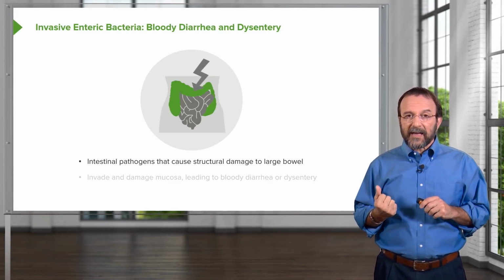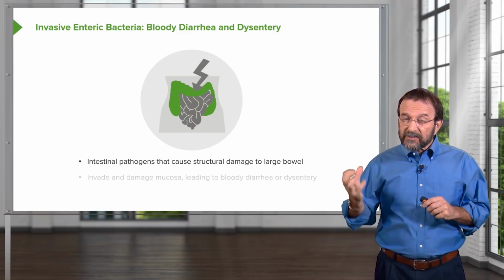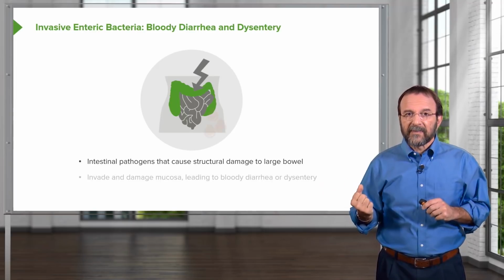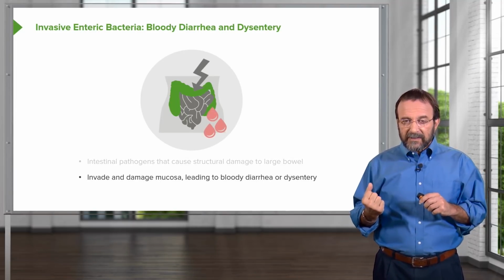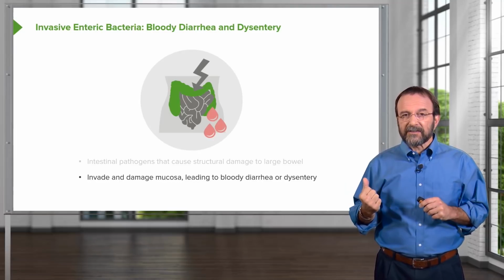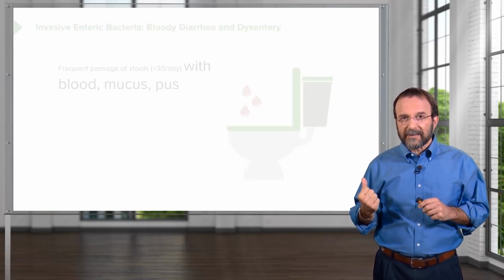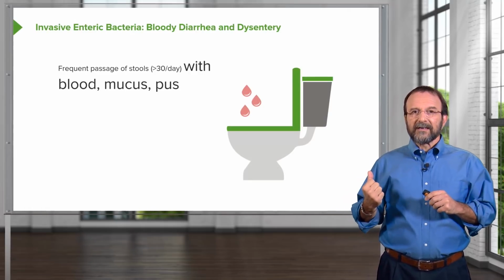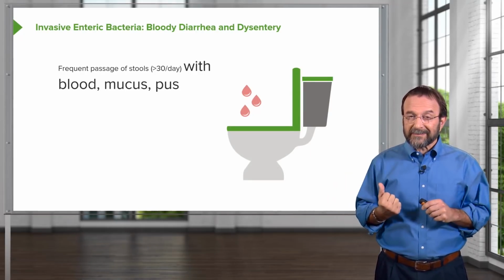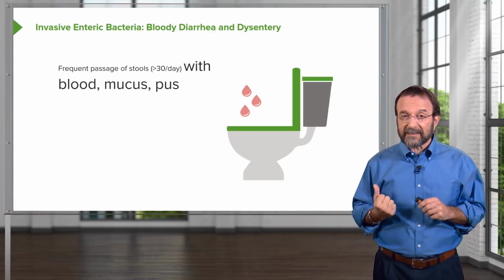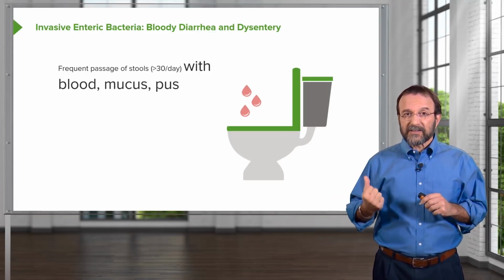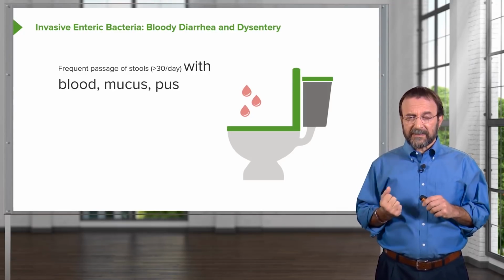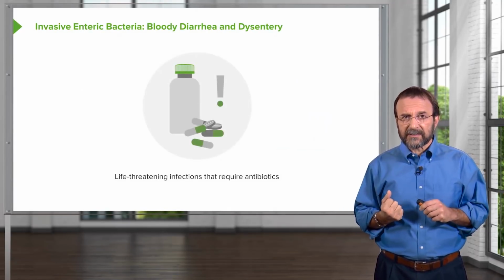The intestinal pathogens that do this structurally damage the large intestine, and they invade the mucosa, and that damage and invasion leads to bloody diarrhea or dysentery. So bloody diarrhea or dysentery, 30 passages a day, not as much as cholera, but 30 a day is still a lot. So it is stools with blood, mucus, and pus in them. That's the definition of dysentery.